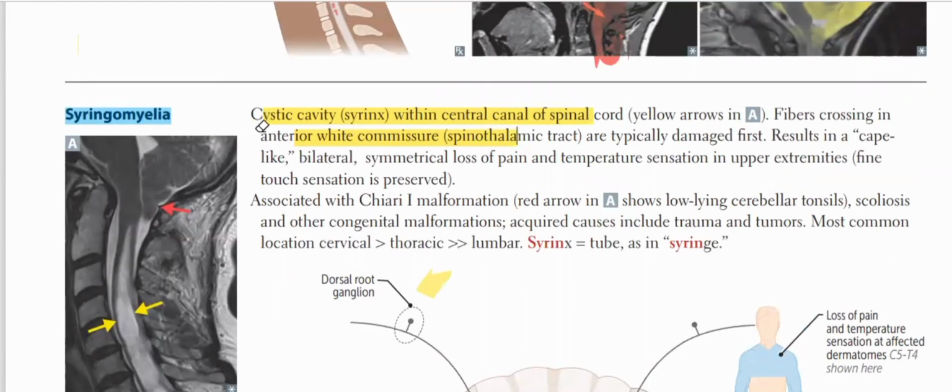But it is a bilateral symptom, bilateral as I have discussed because of the decussation, but touch sensation is preserved. The most important MCQ is that touch sensation is preserved, associated with the Chiari 1 malformation.